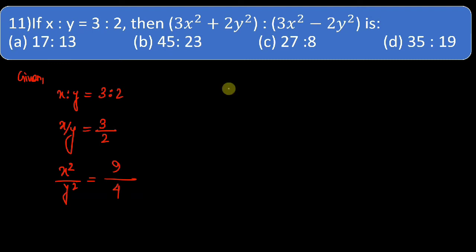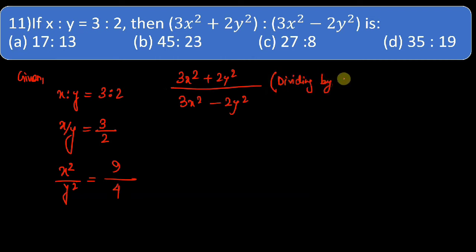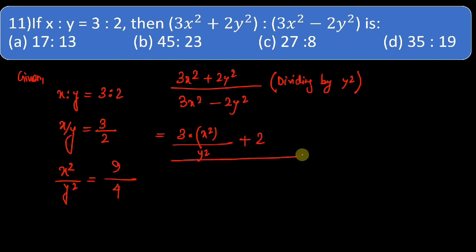Now what is the given equation? The given equation is in the form of 3x square plus 2y square by 3x square minus 2y square. Now we are dividing by y square. We get 3 into x square by y square plus 2, since y square by y square gets cancelled. Similarly here also 3 into x square by y square minus 2. Now we just need to substitute the value of x square by y square.